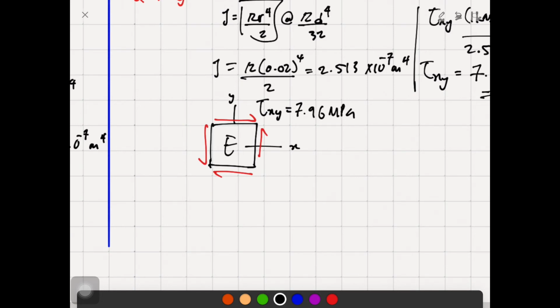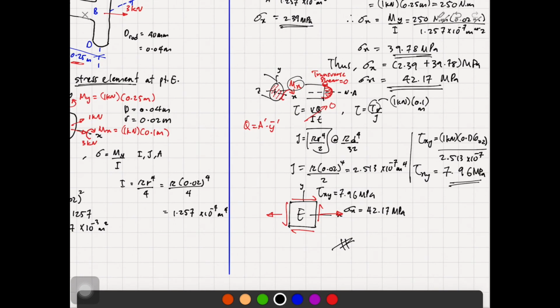And what happened to your sigma, is it in compression or in tension? Identify that, and make sure there are two arrows involved. This is sigma x, right? Sigma x is equivalent to the magnitude of the total, which is 42.17 megapascal. So this is exactly the solution for this.